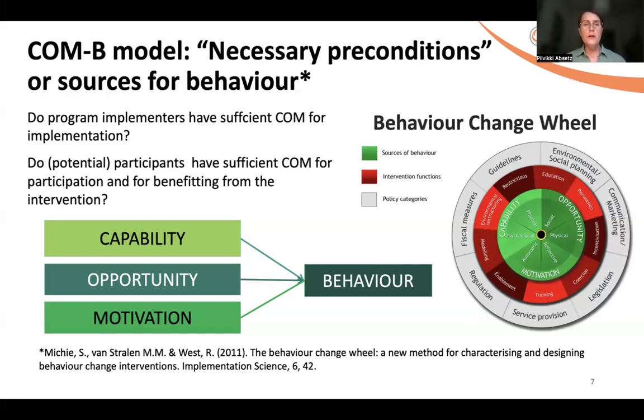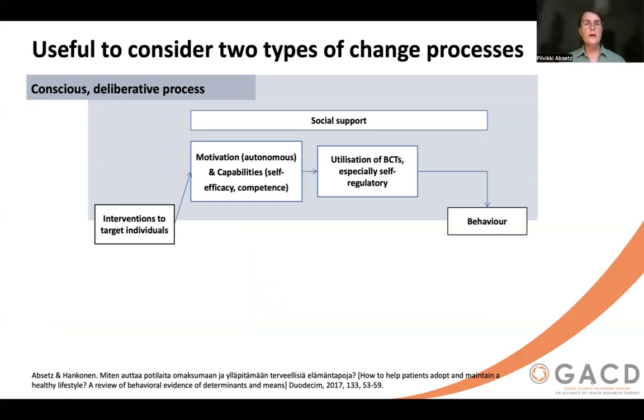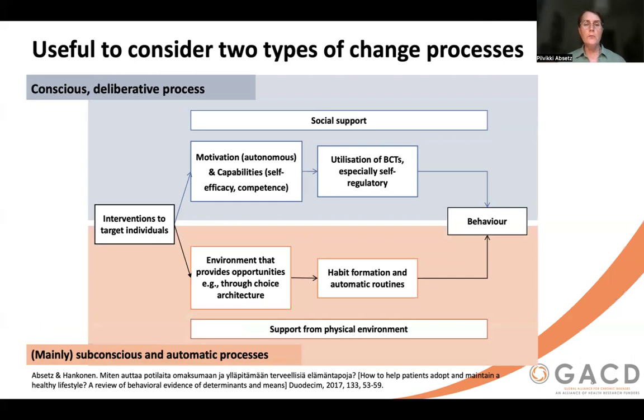The behavior change wheel, where the capability, opportunity, and motivation are centered in the hub, also recognizes that, for example, motivation has automatic and reflective parts. And this is important to keep in mind when considering two types of change processes: the conscious deliberative process and the mainly subconscious and automatic process. As I said, research, and theory too, has mainly focused on motivation and capabilities. And in this figure, you see some of the constructs or the subconstructs of these, and much less on the environment. But as I said, the environment can be much stronger in steering our habit formation and emergence of automatic routines.